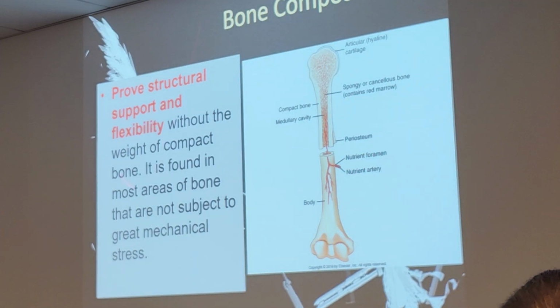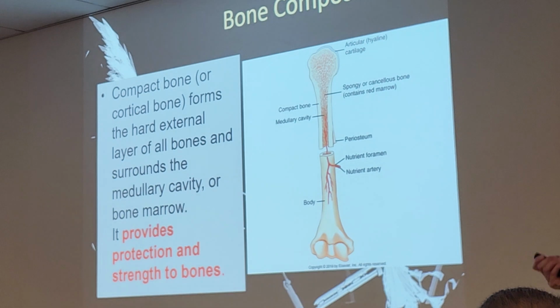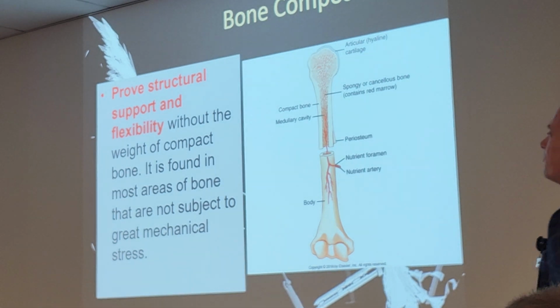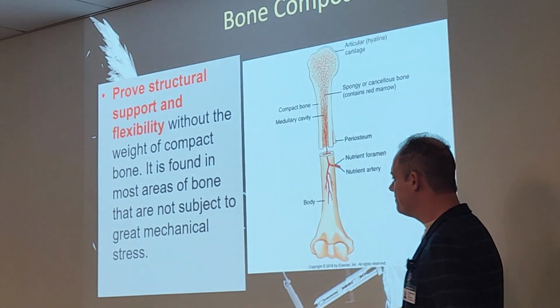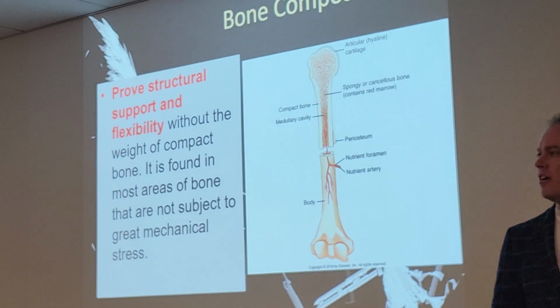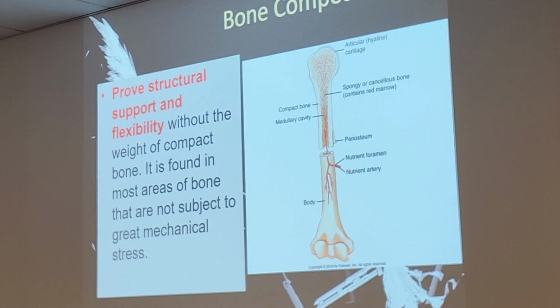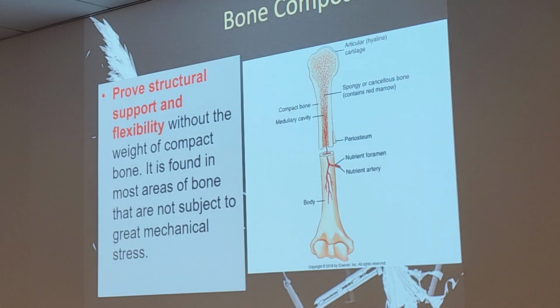I'm sorry, rewind. This is compact bone. I missed a word here. This is for your spongy or cancellous bone right here. I didn't have the term on there. That's going to provide your structural support and flexibility. It's found in most areas of the bone that are not subject to great mechanical stress. Spongy bone.